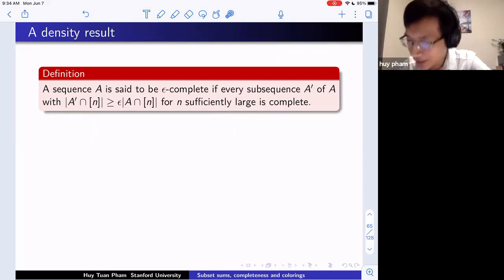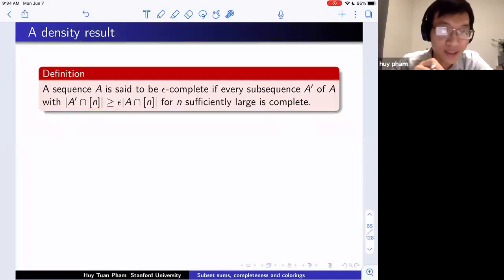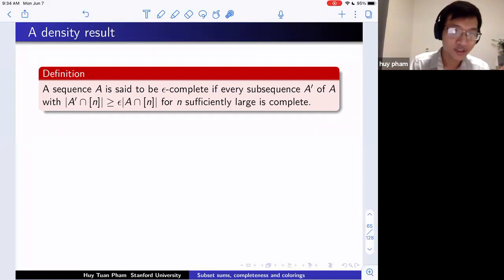So A is epsilon complete if every subsequence A prime of A taken out this way is complete. And one caveat here is that the notion of density completeness is not monotone with respect to the sequence A, in the sense that if we take a sequence A and we add more elements and the original sequence is Rmc complete, then once we add elements, it's still Rmc complete. But if we have an epsilon complete sequence and we add more elements, it may not be epsilon complete anymore.